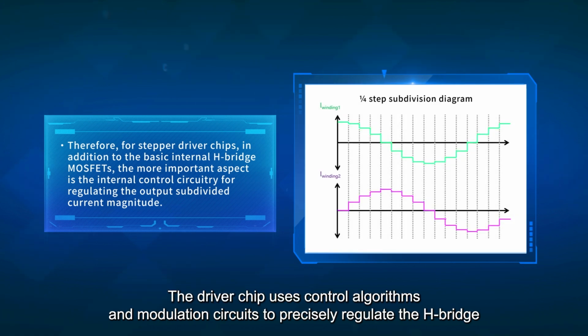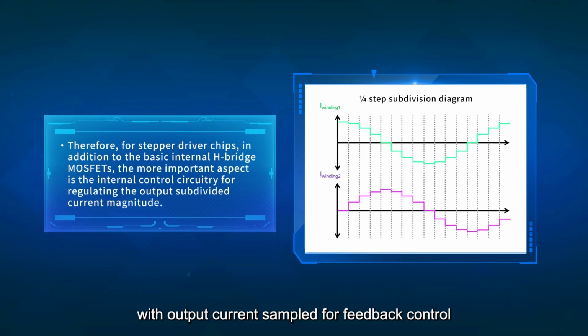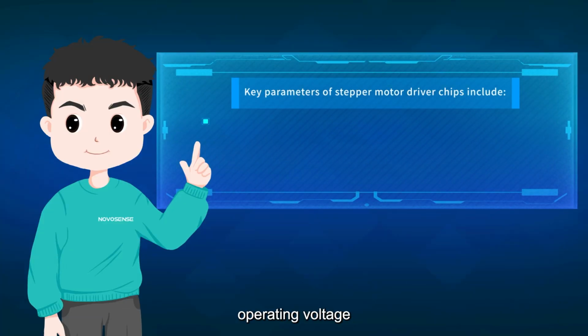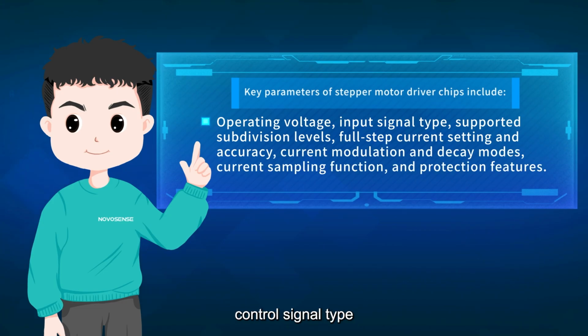The driver chip uses control algorithms and modulation circuits to precisely regulate the H-bridge, ensuring the motor winding current matches the desired waveform and magnitude, with output current sampled for feedback control. The key parameters for stepper motor driver chips include operating voltage, phase current magnitude, control signal type, maximum microstepping resolution, current modulation, decay mode, and protection features.